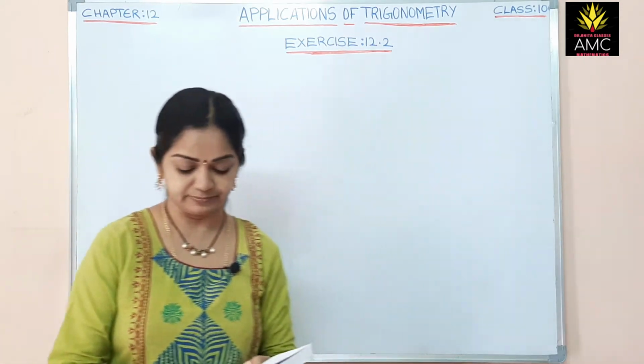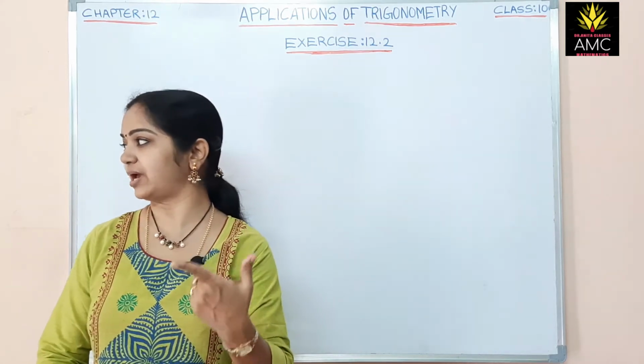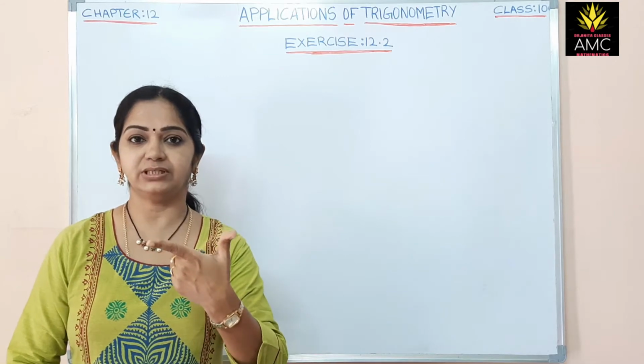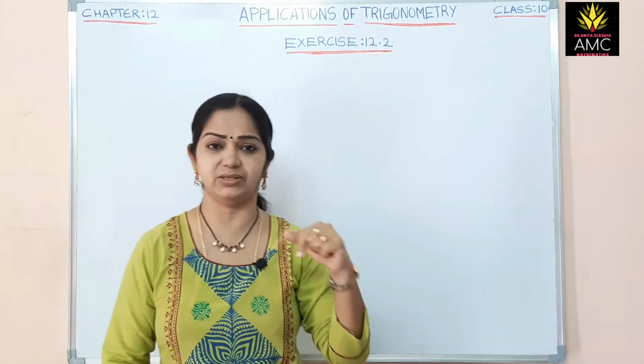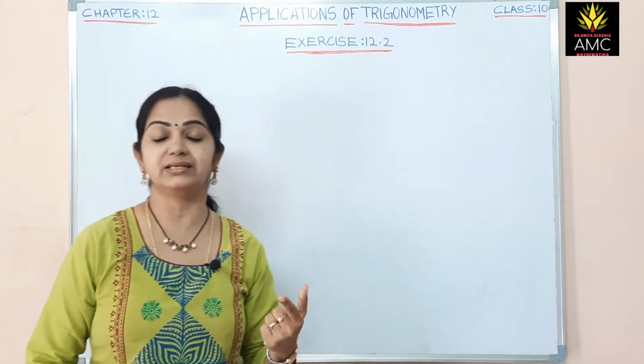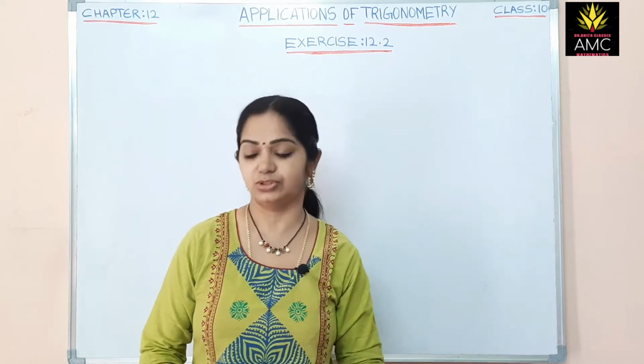12.2, the first problem. All the while we were dealing with only one triangle, isn't it? In 12.1, we were dealing with only one triangle. Let's deal with two triangles: how to find the heights and distances using two triangles.